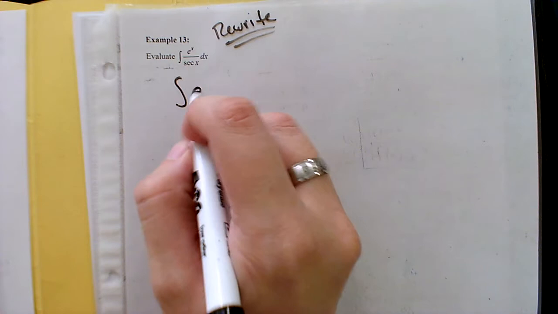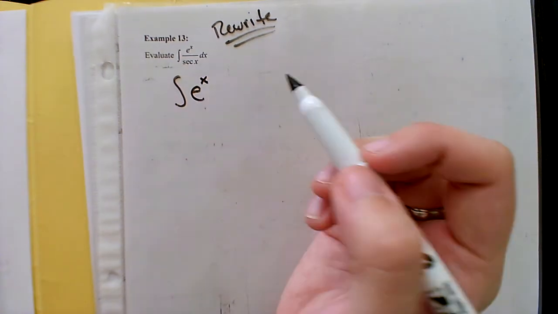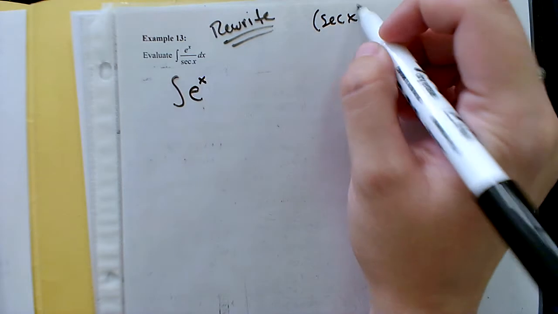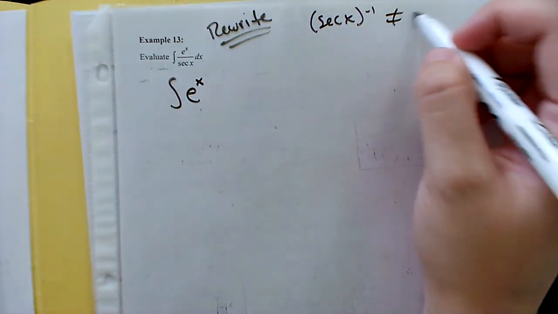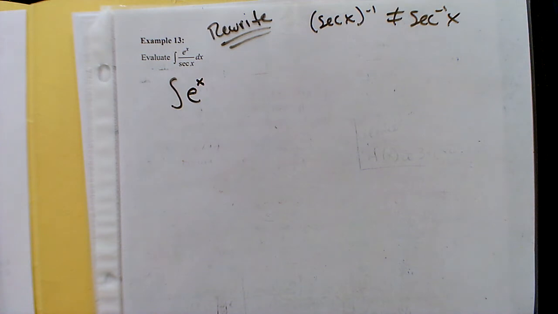E to the x times secant x to the negative first. Wouldn't that just be secant inverse of x, or is that different? There's a difference. Okay, so secant x to the negative first is not the same as secant inverse. Okay?